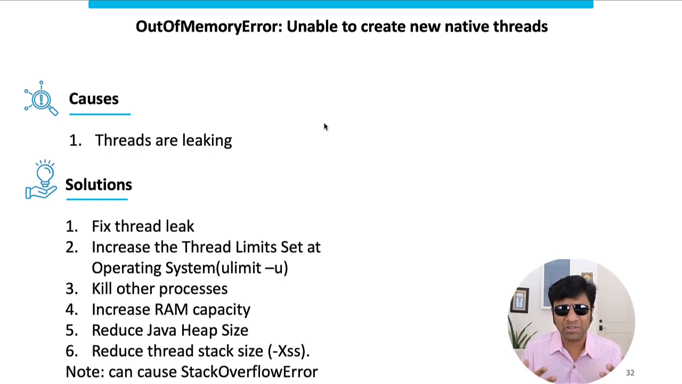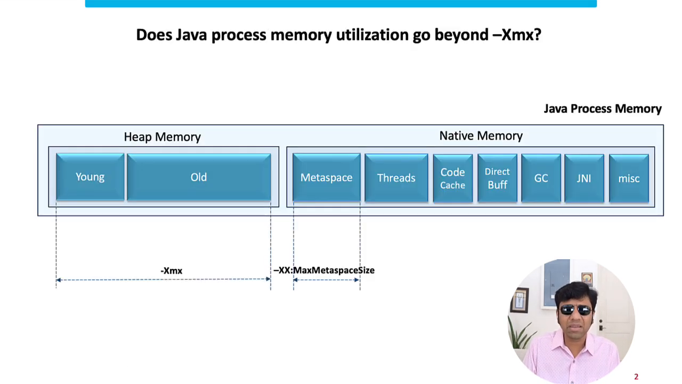Our typical response to out of memory error is to increase the Xmx, right? That's what we typically do. But in this case, if you increase the Xmx, you are actually worsening the problem. Because look at this: the Xmx only governs the heap size, the young generation and old generation size. You may want to go back to our first video where we talked about the different regions. Xmx only sets the heap size.